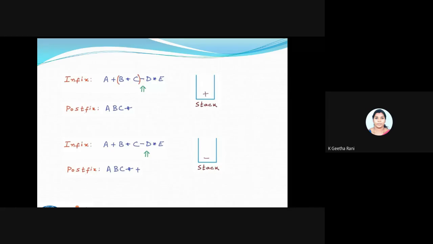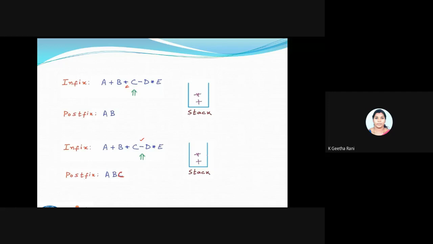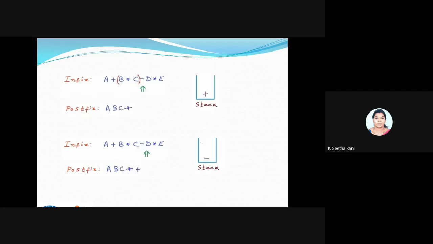Then I'll put this minus inside my stack. If my expression is having a higher priority and my stack is having a lesser priority, I'll put the operator inside the stack. If my expression is having a lower priority and my stack is having a higher priority, I will pop all the operators from the stack. Then I will put this particular operator inside my stack. That is what I have done here. This is another way to convert my infix to a postfix. Fine.